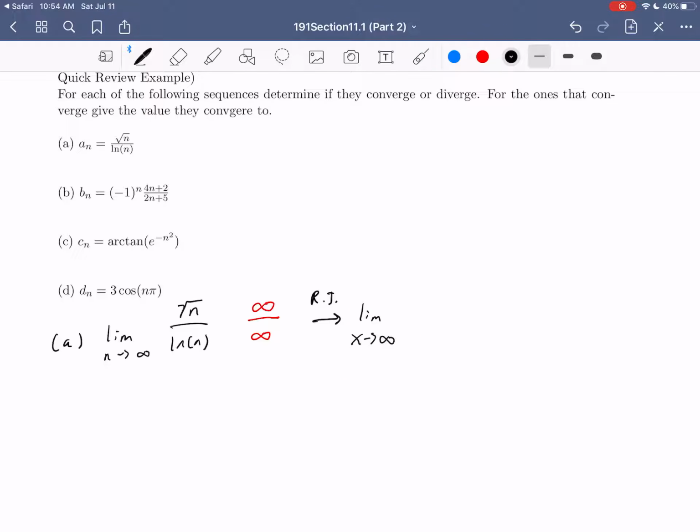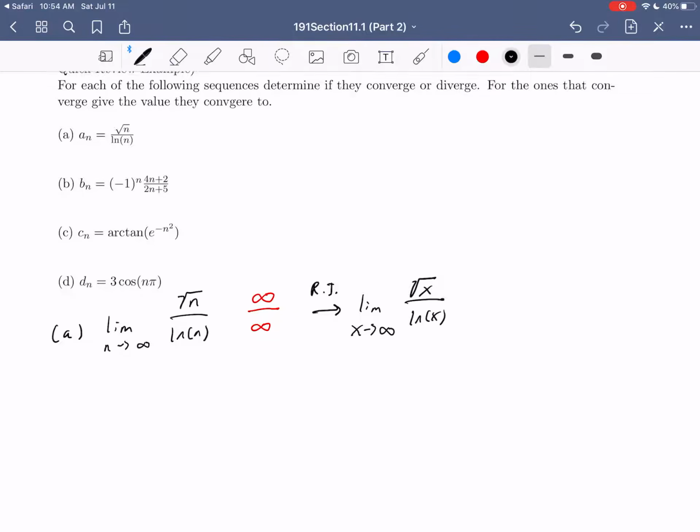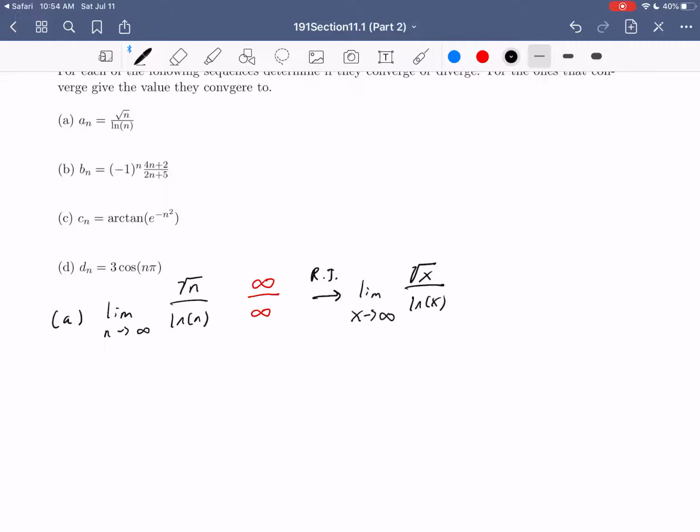The corresponding function would, of course, be square root of x over ln of x, and of course that does make sense. If we're in the positive values, square root of x is well defined, ln x is well defined, and their ratio is well defined, so it is a continuous function. Now that we have it in terms of a continuous variable, we can go ahead and apply L'Hopital's rule. Limit as x goes to infinity. We take the derivative of the top and bottom.